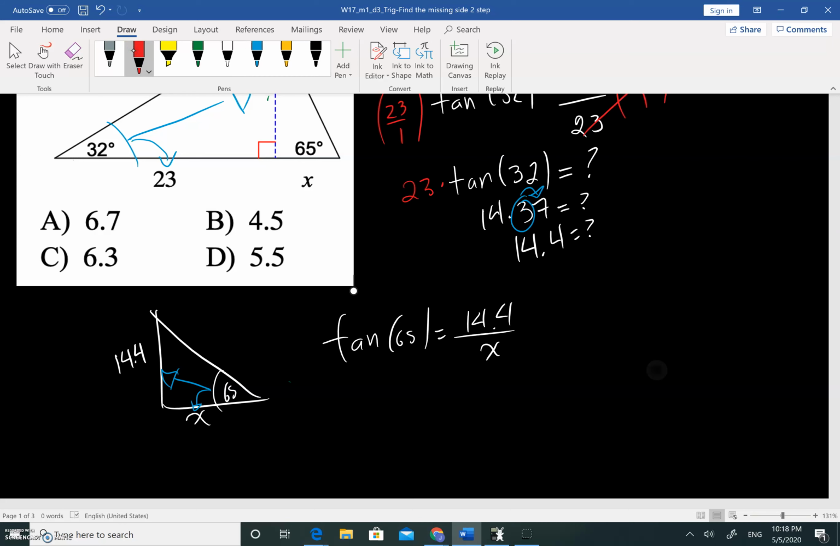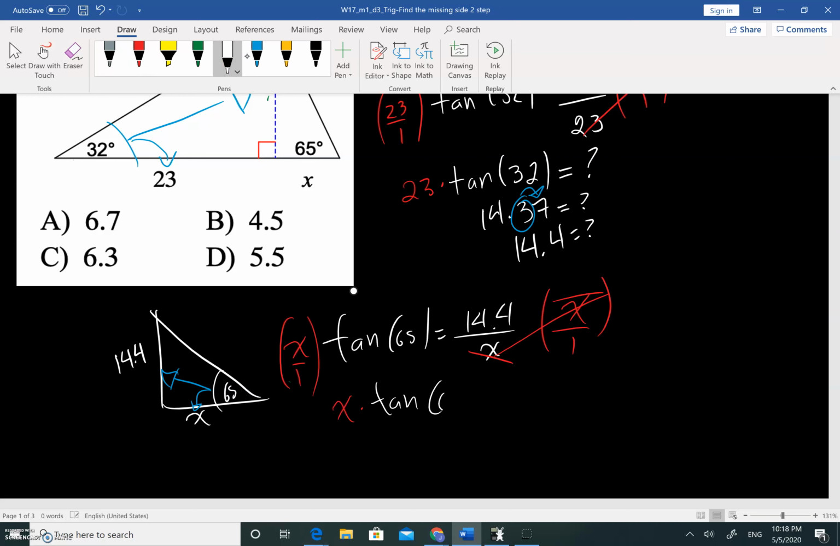Now to get rid of the fraction, you have to go ahead and multiply by the denominator. So we multiply by x, or x over 1, whichever one you like. These two are going to become 1 because x divided by x is 1. This is going to be x times tangent 65, and this is equal to 14.4. To finish the problem off, you would have to divide both sides by tangent of 65. Because remember, tangent of 65 is just a number.